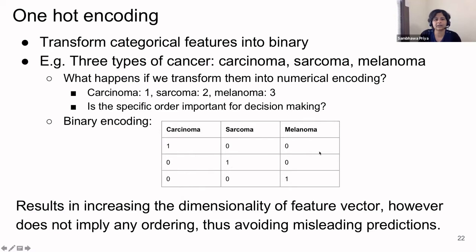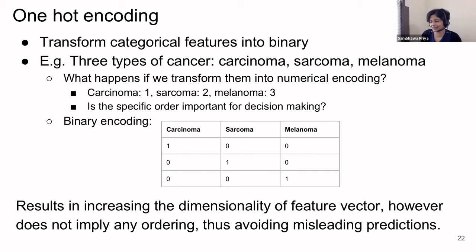So you basically have your feature vector and then a feature matrix, right? And then you have added these 3 new columns. Instead of having disease or cancer subtypes as carcinoma, sarcoma, and melanoma in one column, we now have 3 columns. So it results in increasing the dimensionality of the feature vector a little bit if you're trying to have this as part of your model. However, it does not imply any incorrect ordering and thus avoids any misleading prediction. So this is one of the tricks of feature engineering.